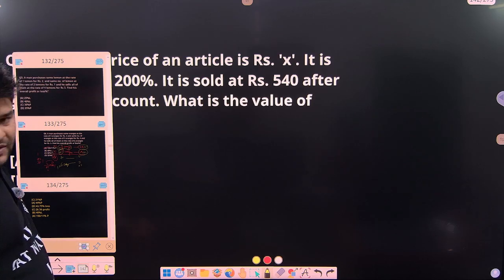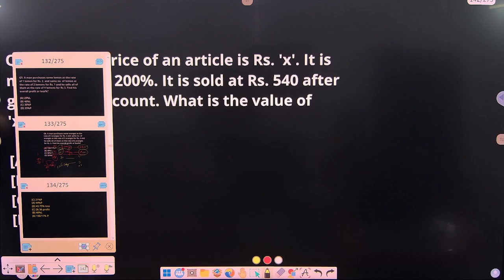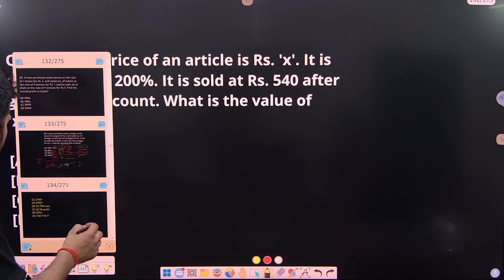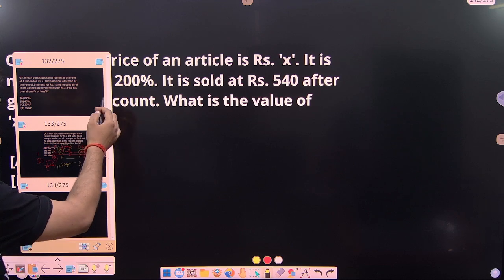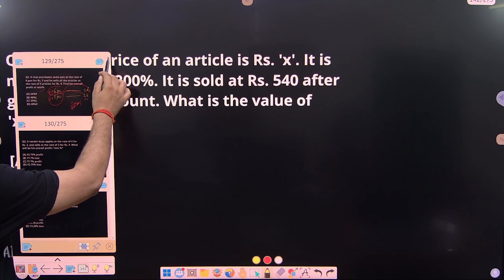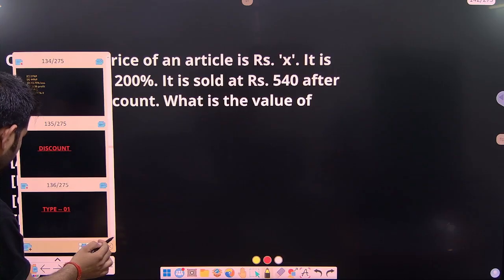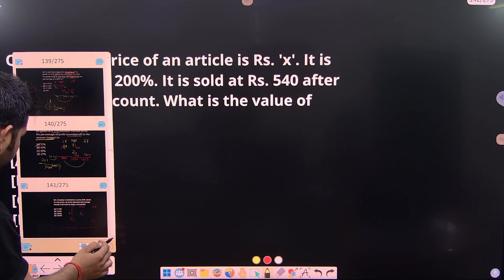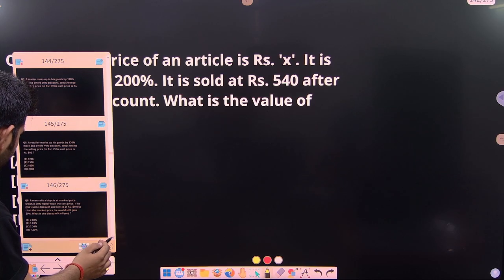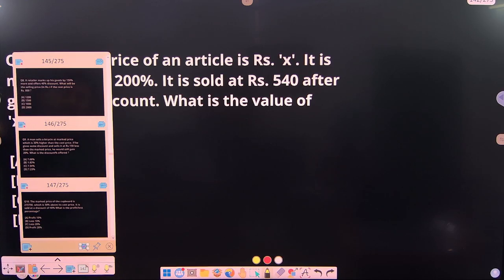Guys, in type 1 there is no question type. In type 1 of discount there are only 6 questions. That would be type 2 I think of discount. Type 1 or type 2? Type 1. I think I am getting confused. In type 1, sorry, it's my fault. In type 1, question number 9.